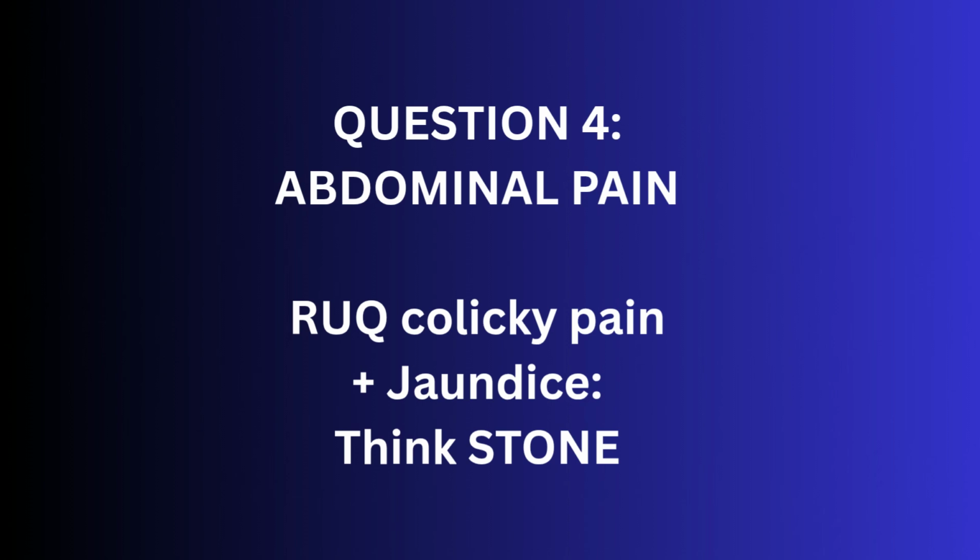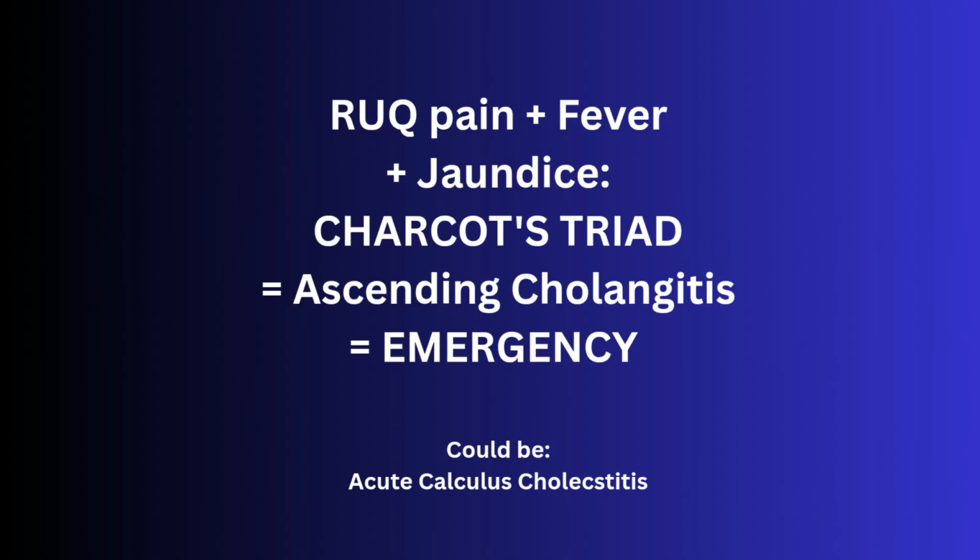Question 4. Abdominal pain. Right upper quadrant colicky pain with jaundice. Think stone. Add fever to that pain and jaundice, that is Charcot's triad. Right upper quadrant pain, fever, and jaundice, meaning ascending cholangitis. This is an emergency.